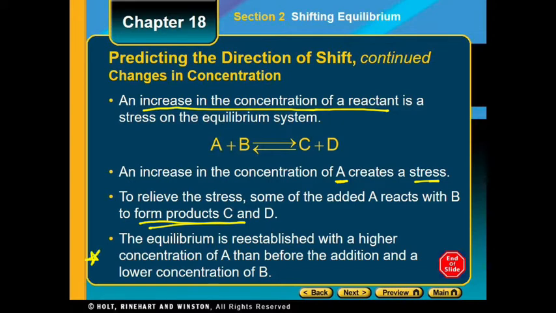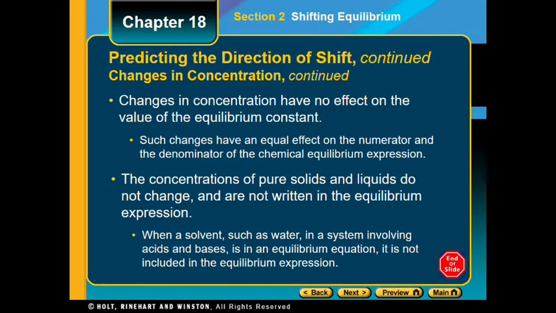So in this part right here, once equilibrium is reestablished, you will have a higher concentration of A and a lower concentration of B, because again, you added more A to the system. If you change the concentration, though, it will have no effect on the value of the equilibrium constant. That was a lot like the pressure we looked at. Any changes will have an equal effect on the numerator and denominator when you're going to do your calculation, so it's just tit for tat.